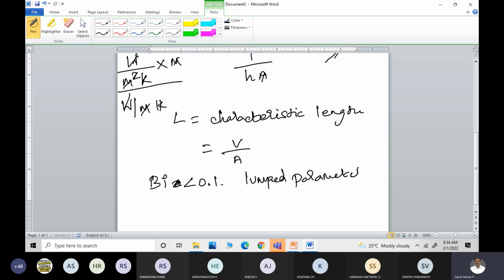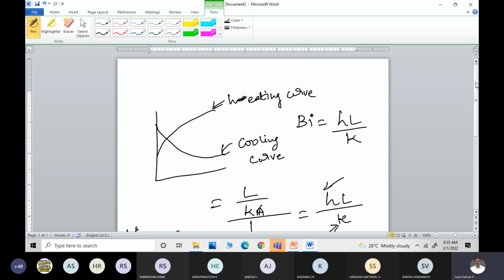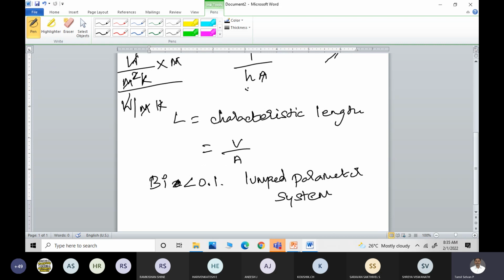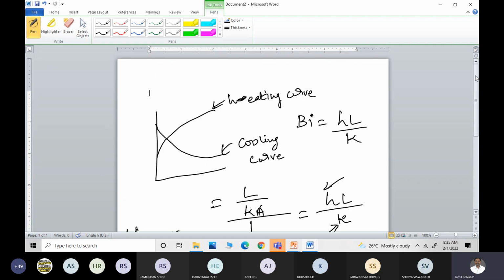The lumped parameter system is the system in which you drop a solid into a high temperature zone or a low temperature zone. Is it okay, students? Yes, sir. Or the lumped parameter system is the one in which the convective resistance is higher and the conductive resistance is lower. This is very high and this is very small, or it is negligible. Okay, students?